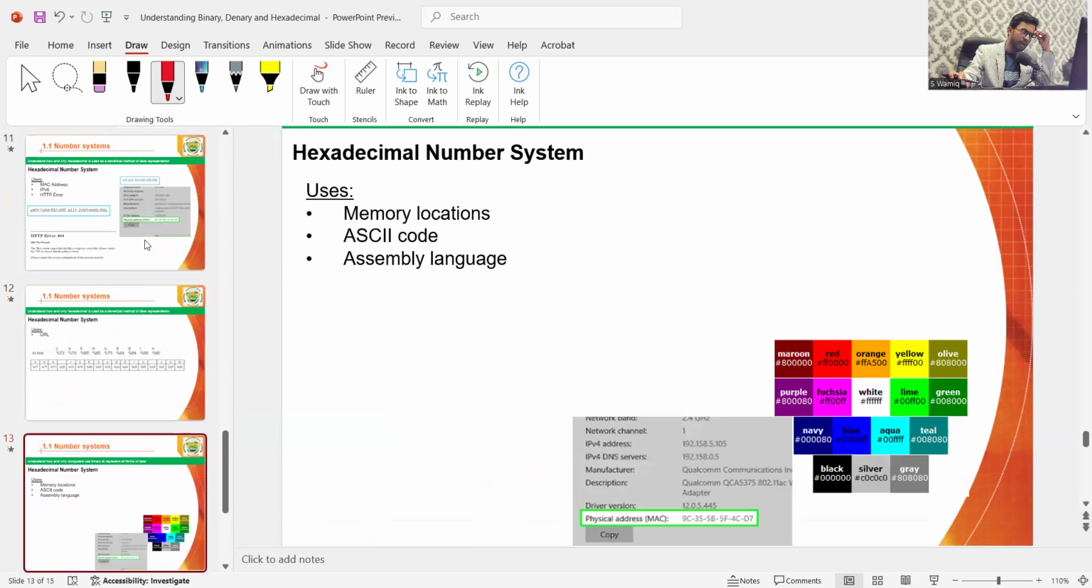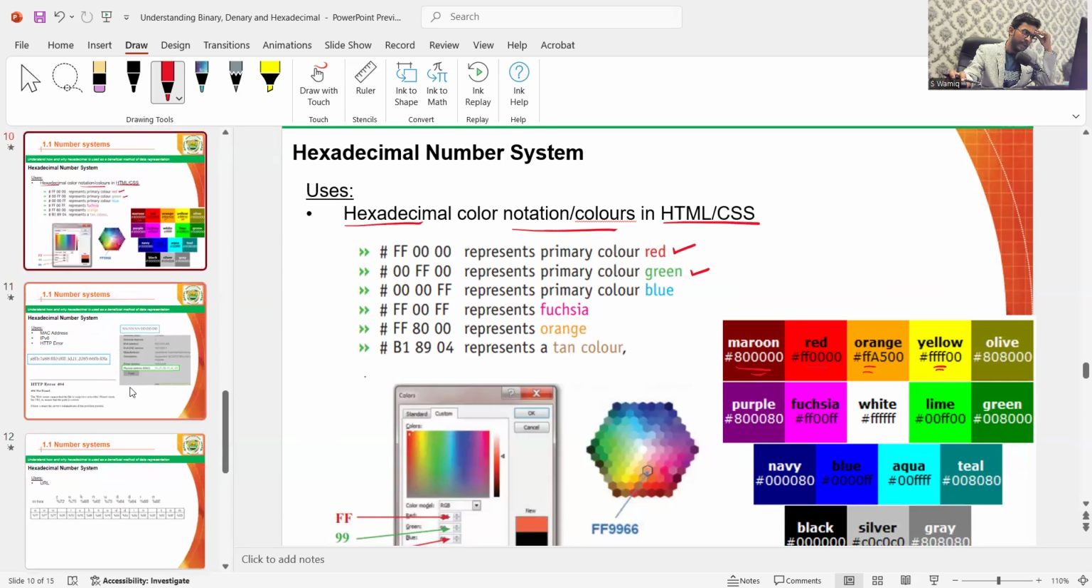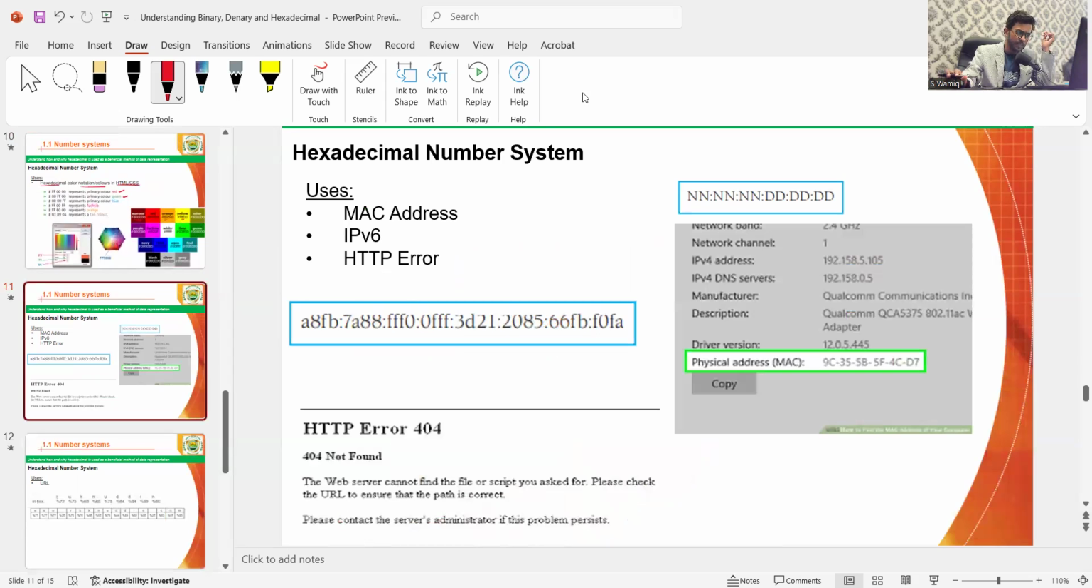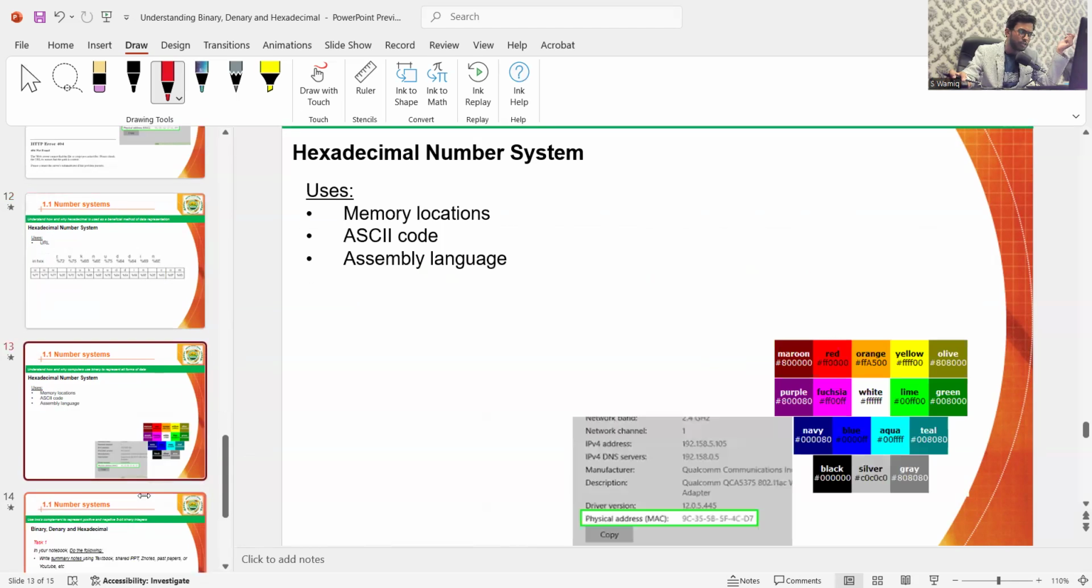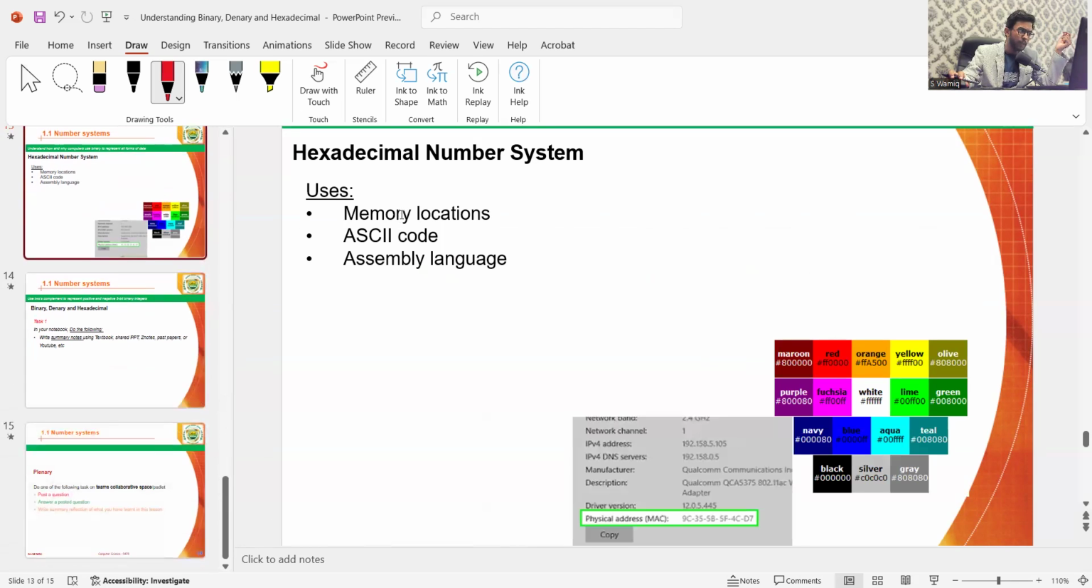For example, we have the MAC address. A MAC address is basically a media access control address that works on the existence of a device, that is, when it was manufactured and what the model is. IP addresses are used in your internet protocol. It is used in the URL, in website links as well. You might have seen some codes like this in a website, either if you are googling something or working on the search engine. It is also used in memory locations.